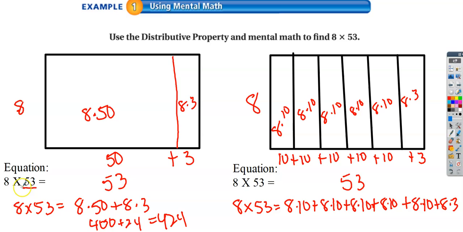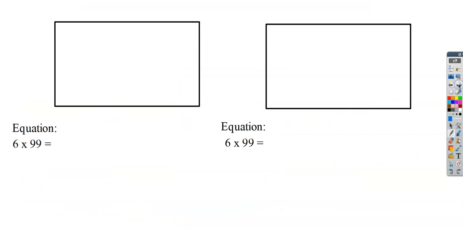So it makes sense when you're doing double-digit numbers to separate the tens and the ones. All right, let's look at another example. So now I've got 6 times 99. So I'm going to argue that the easiest way to do that is just to take the 99 and say that it's 90 plus 9.